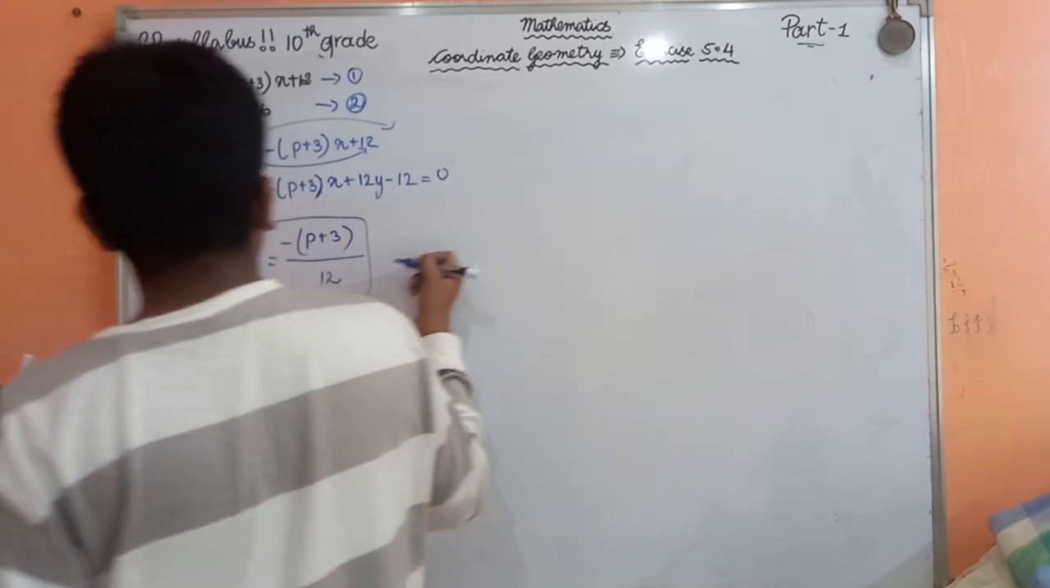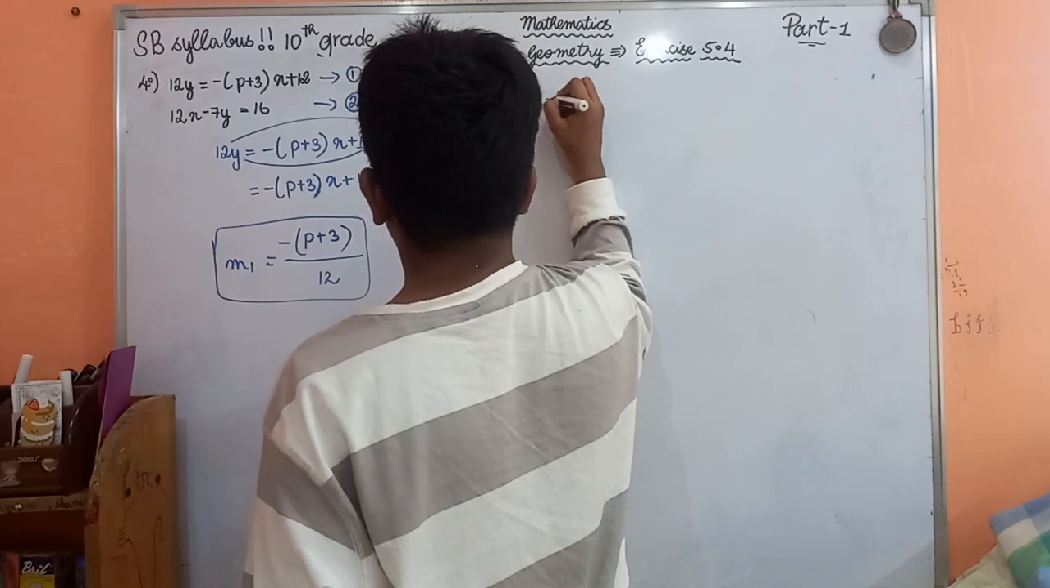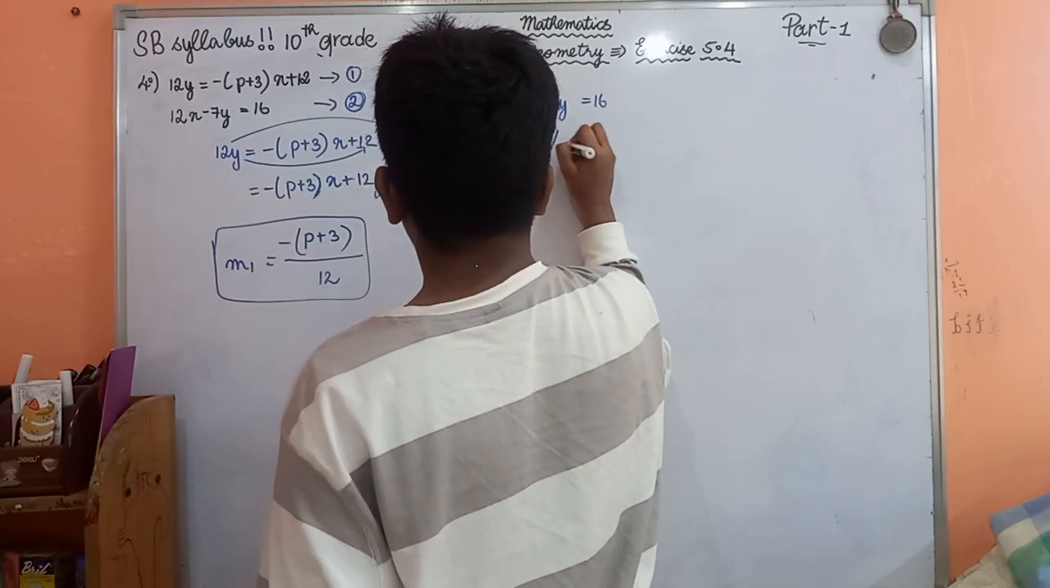We're going to find m2. m2 will be quite easy. So 12x - 7y = 16. So minus 12 over minus 7.